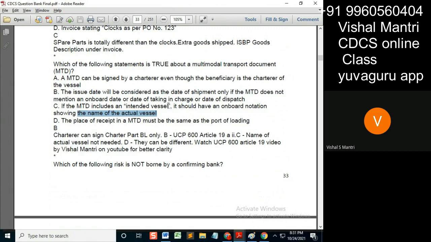Three things were there, I think so, right? Intended vessel means date of shipment, actual name of vessel, and something was there, I think so. One more. Yeah. Port. What is the intended port? Right? Port was also there.